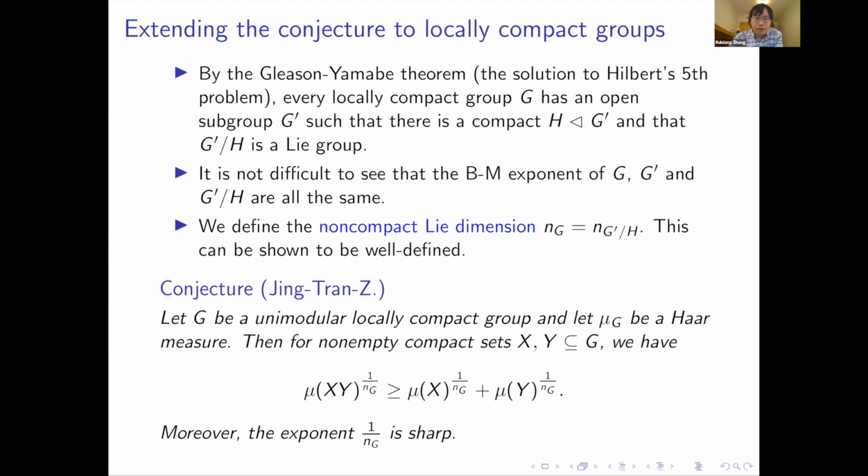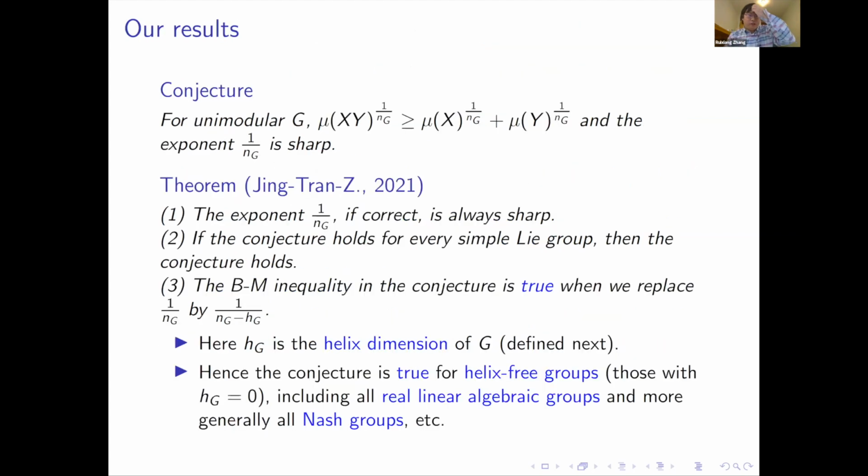So I'll put this conjecture simply as this, and at this point I can present our main theorem. The first part, as you might guess, comes from the same line of analysis as the torus example, that says that this exponent 1 over N of G, if it's correct, then it's going to be automatically sharp. So the sharpness is proved. And the second part of our theorem says that you just need to verify this conjecture for simple Lie groups. Then you'll know this conjecture.